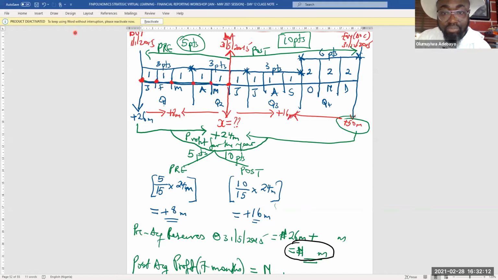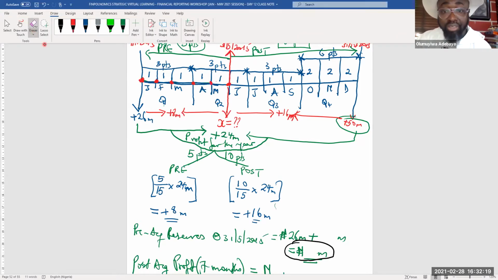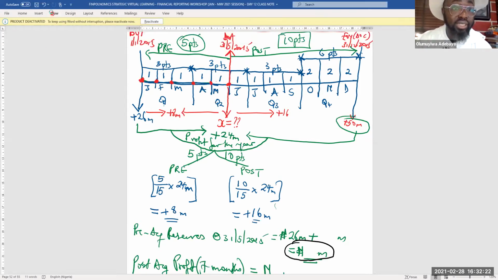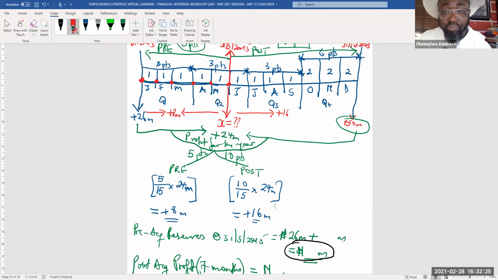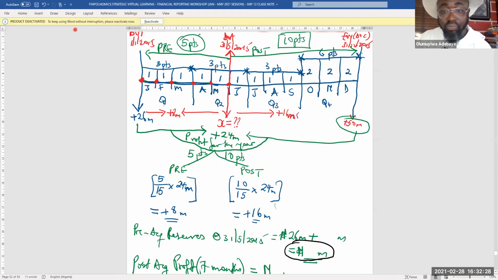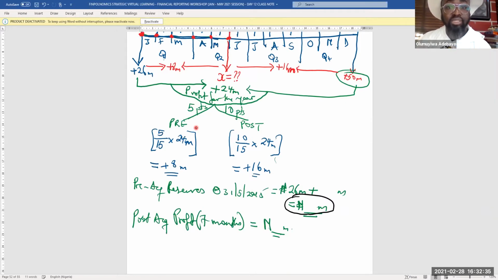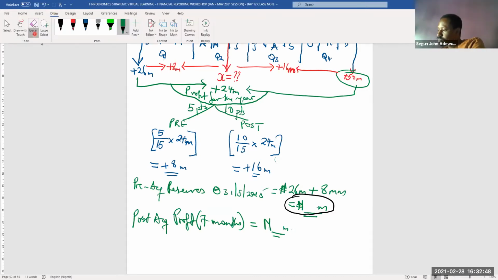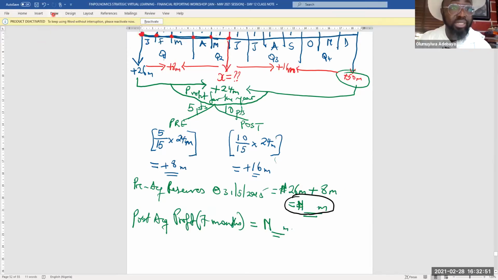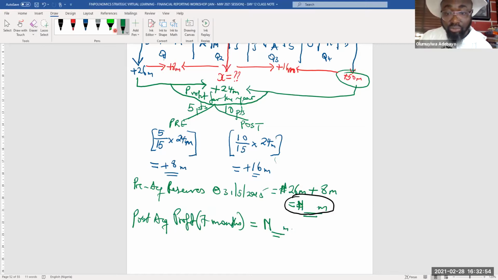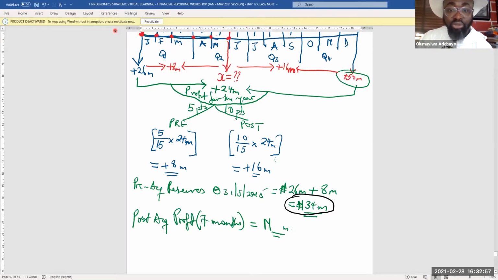Which means the same way we determine the other one, when the profit accrues evenly, it's the same way we are going to do this one. And what is it? It is 26 plus 8. 26 million plus 8 million will give me how much? Will give me 34 million. And this will give me 16 million.